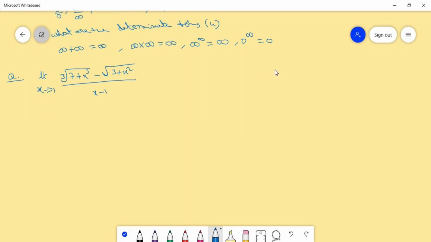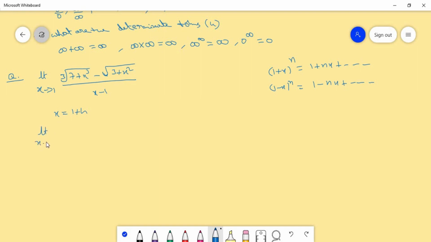Already I have given the binomial approximation formulas. Those are (1 plus x) whole power n, which is equal to 1 plus nx and so on. These all are negligible. And next, (1 minus x) whole power n can be written as 1 minus nx plus and so on. These all are negligible. So by using that, here we will take in the place of x, 1 plus h or 1 minus h. I am taking here 1 plus h.